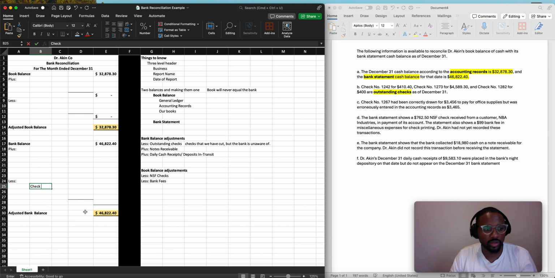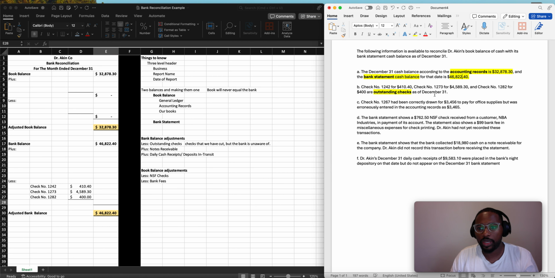So all you simply do is put check number 1242, and you want to put the amount 410.40. Then you have check number 1273, and you want to put the amount, which is 4,589.30. And then we have one more, check number 1282 for $400, right? So we have that. Okay, let's move on.